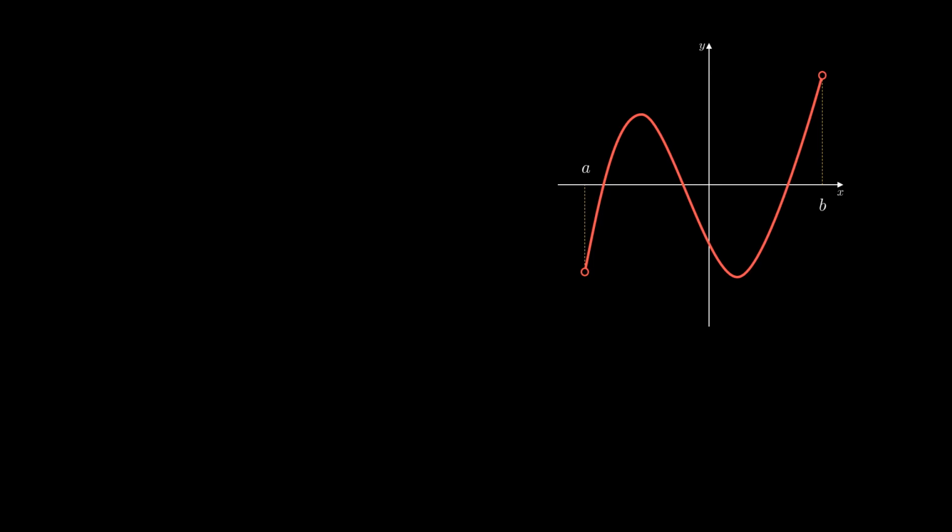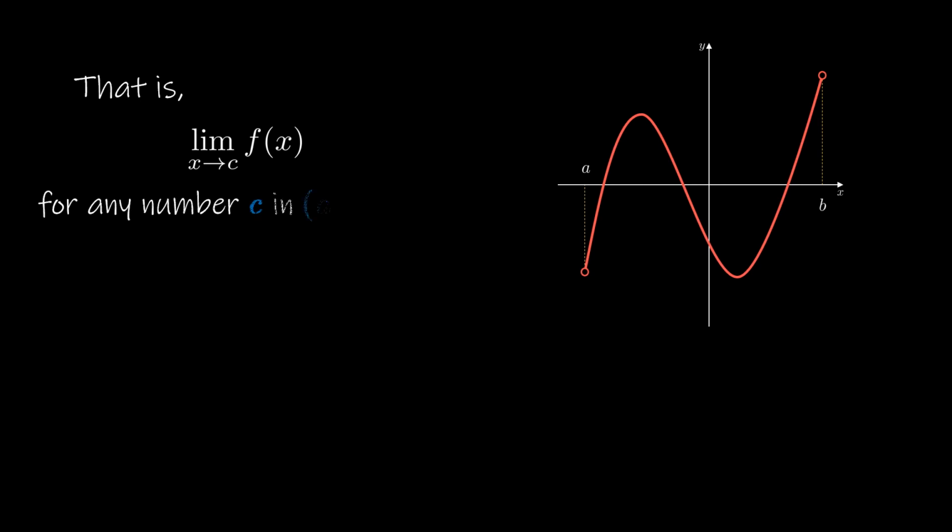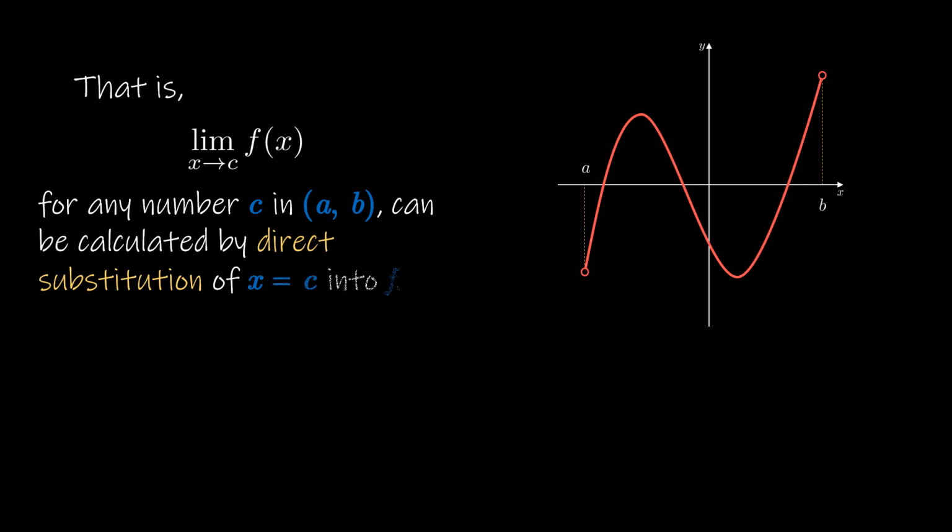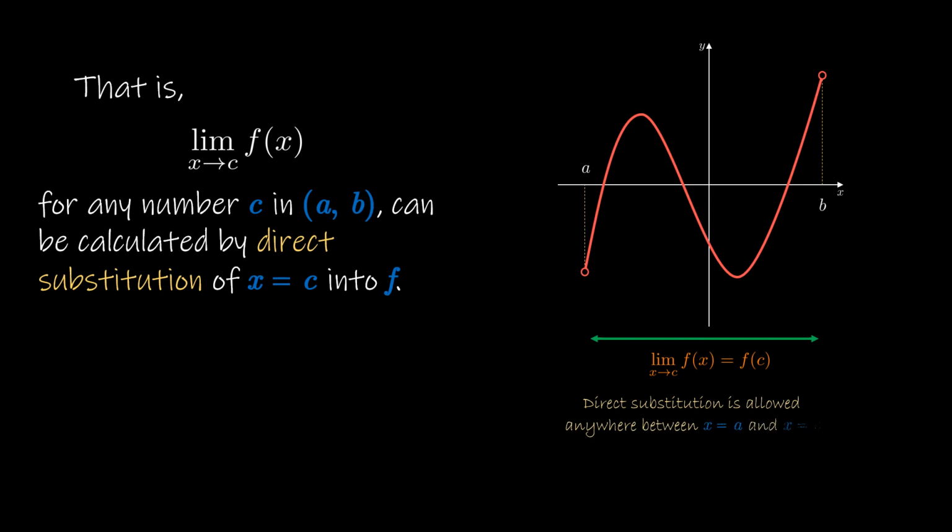That is, the limit of f of x, as x approaches c, for any number c in the open interval (a, b), can be calculated by direct substitution of x equals c into f. Direct substitution is allowed between x equals a and x equals b.